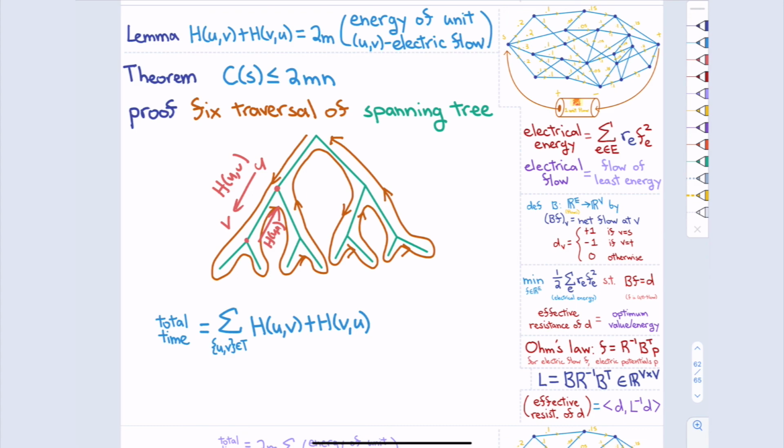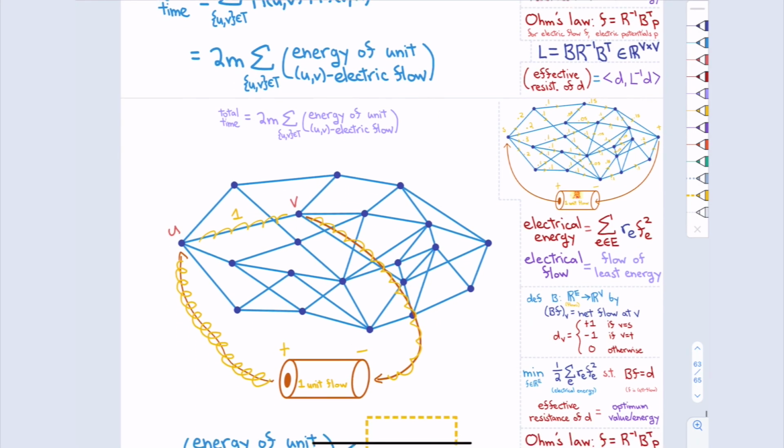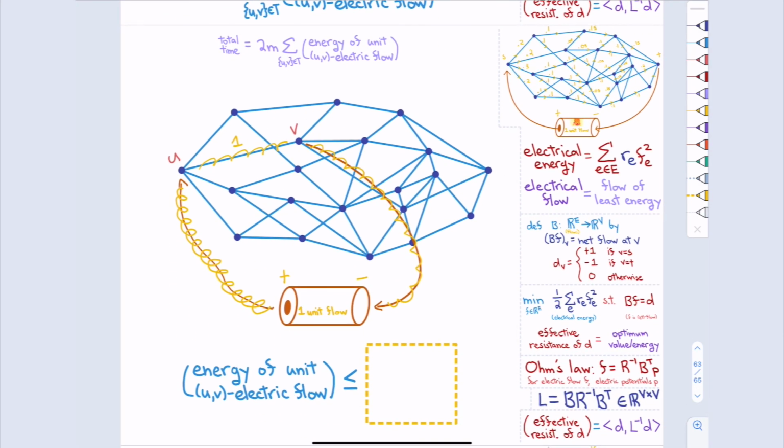So the total time for a random walk to traverse this entire tree is the sum of HUV plus HVU for all pairs UV that appear as an edge in the tree. And what we just proved is that this is the sum of unit electrical flows between every edge of the tree. Now all that's left is to bound this last term. We're so close and past the time, I know. I left it as a box for you guys. You guys can get this, then you can leave. So all I want is a nice clean upper bound for the energy of a unit UV electrical flow for an edge UV.